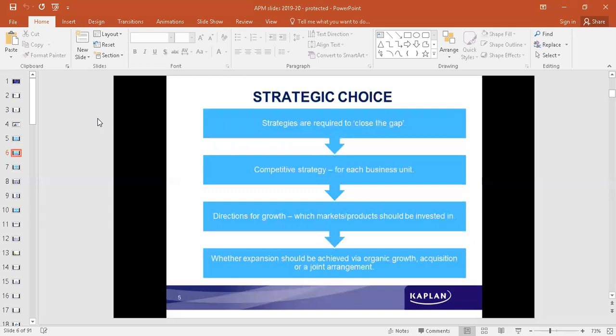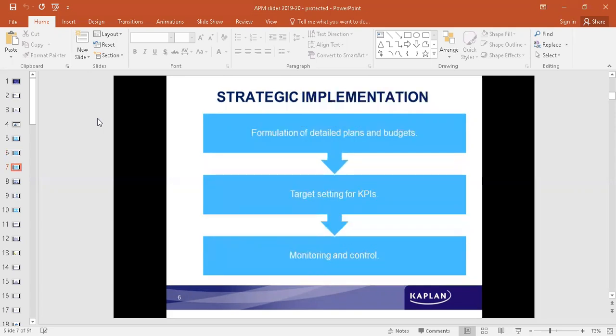See the strategic choices which they adopt, like competitive strategy, growth strategy, expansion strategy. When they think about these things, they have to be implemented. So at the time of strategic implementation, we would see the formulation of detailed plans and budgets. They have to decide on detailed plans. The strategic plan covers a very long period of time.